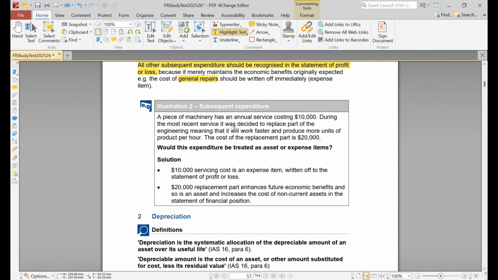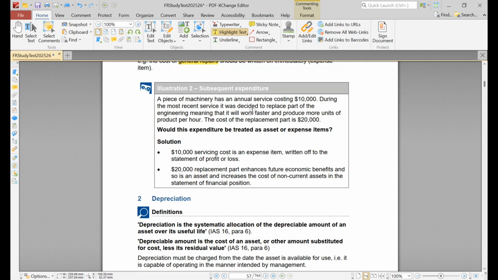An example: a piece of machinery has an annual service costing 10,000. During the most recent service, it was decided to replace part of the engine, meaning that it will work faster and produce more units of product per hour. The cost of the replacement part is 20,000.